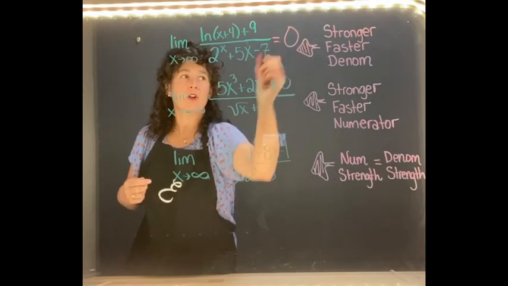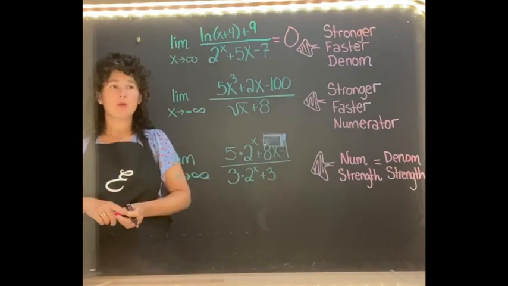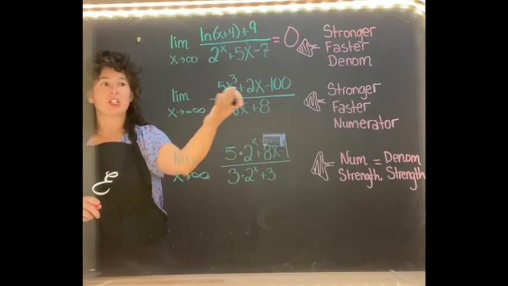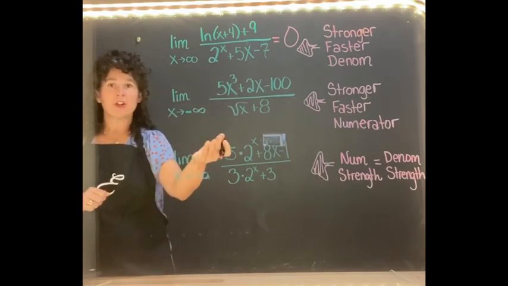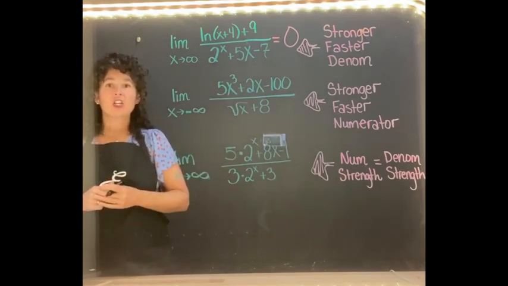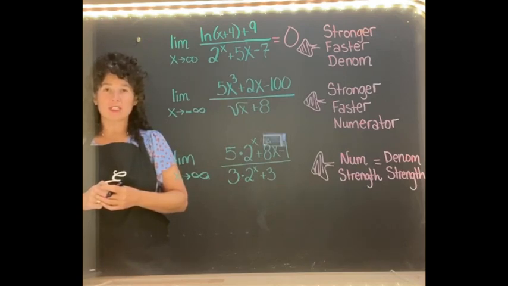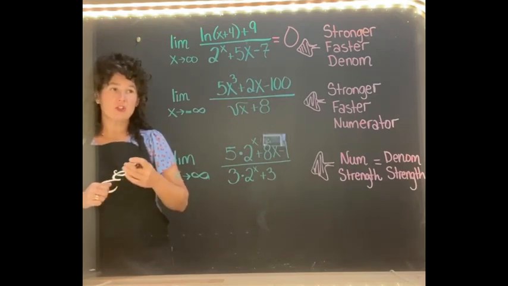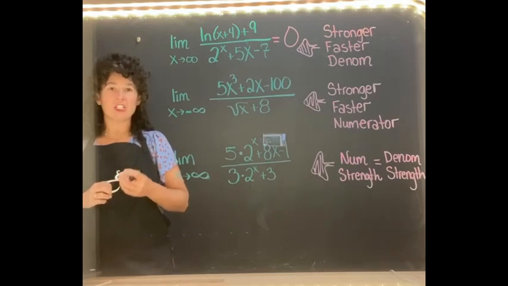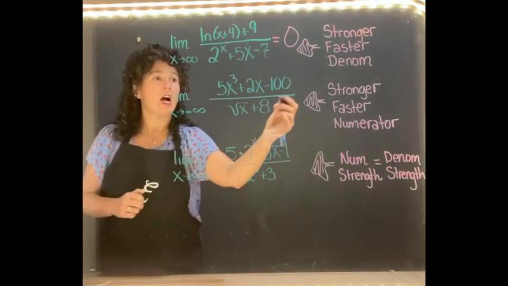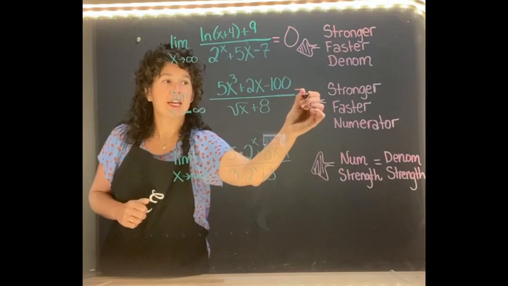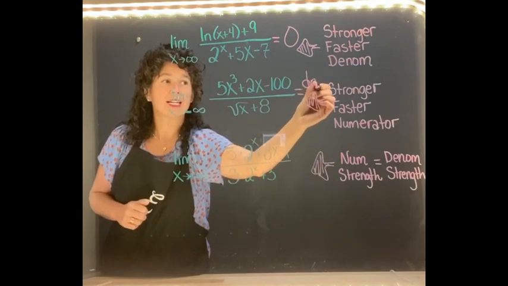be 0. Example number 2, our numerator is a cubic, and our denominator is the square root of x. Cubics are much stronger than the square root functions. So since our numerator is growing faster than our denominator, then our limit is not going to exist.